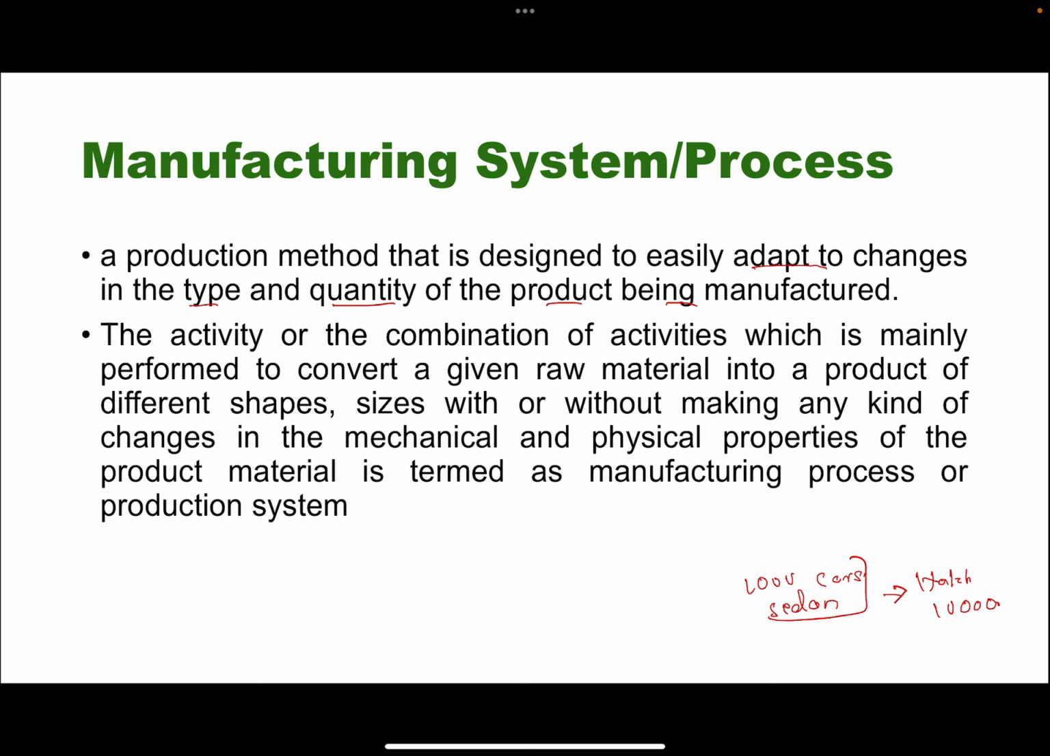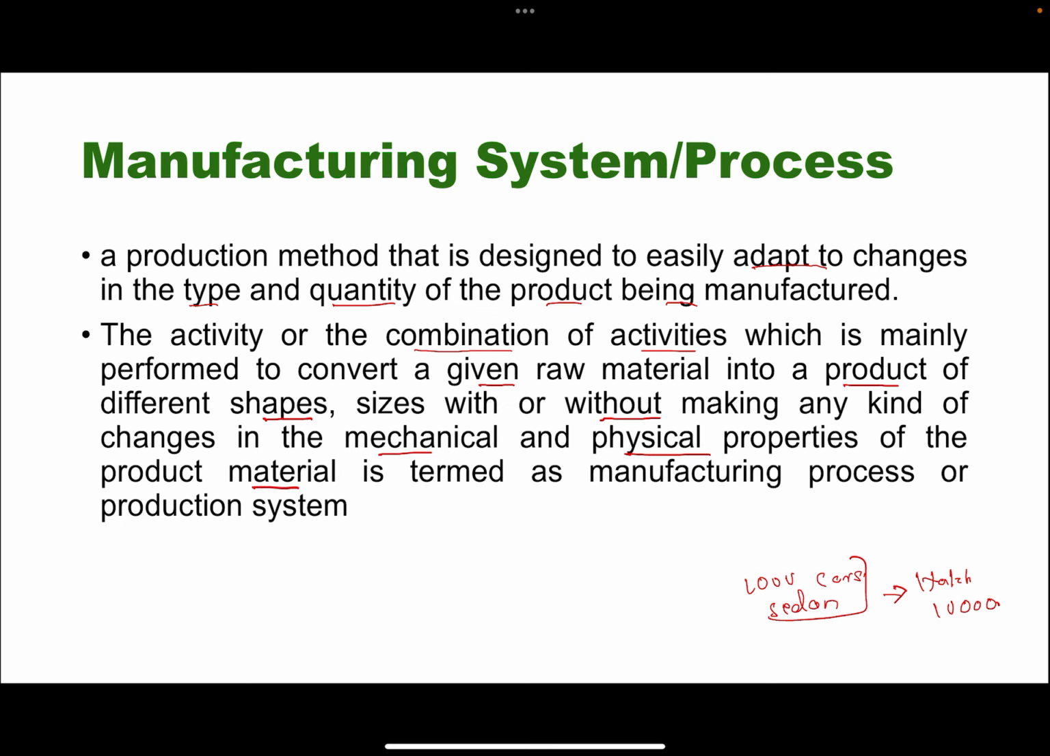It can be defined as an activity or combination of activities which is mainly performed to convert a raw material into a product of different shapes, sizes, or without making any kind of changes in the mechanical and physical properties of the product material. This is called the manufacturing process.